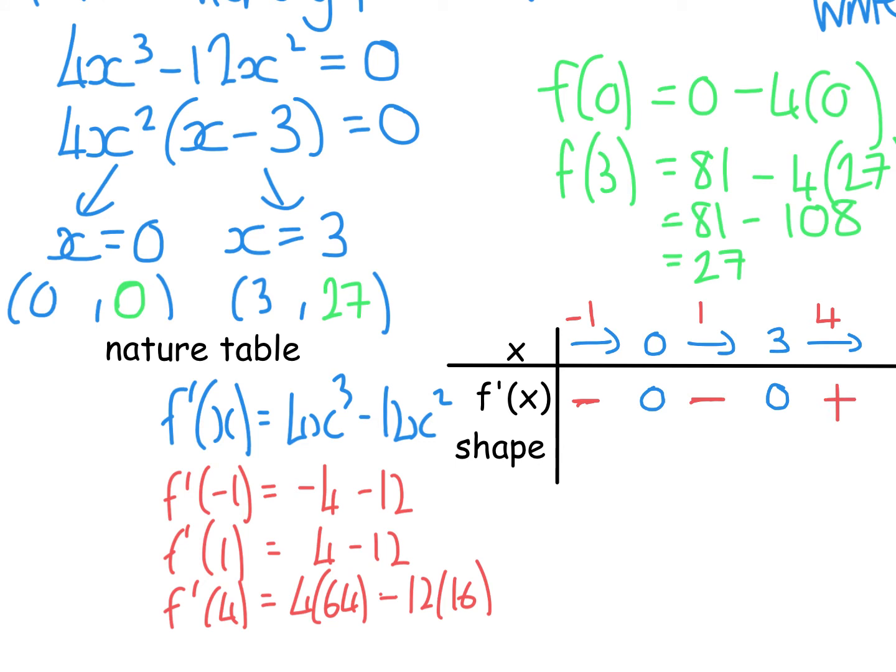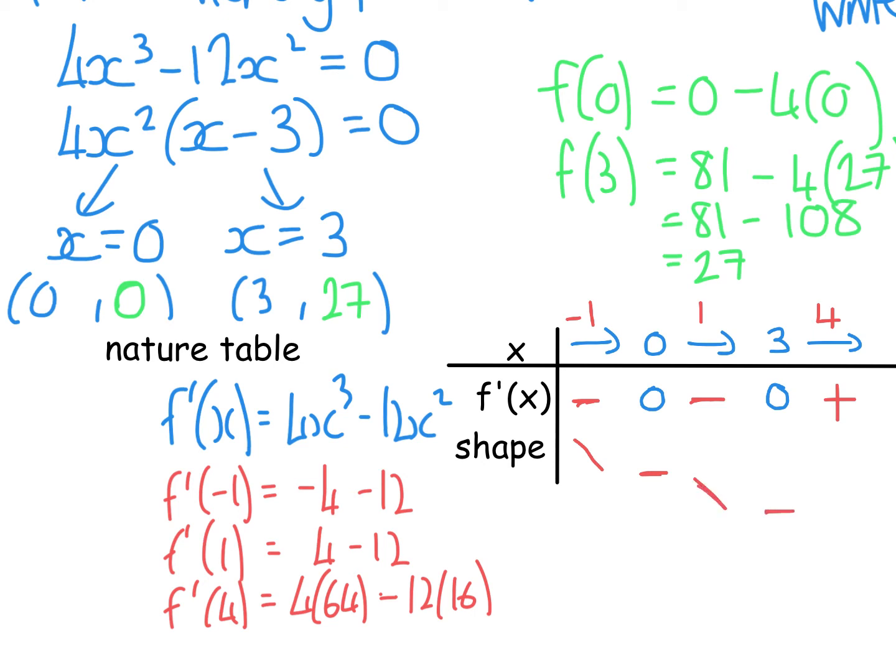And then what we do is we fill in the shape bit. The first bit of my graph is negative, so my curve is going down, decreasing. When the gradient is 0, that means your graph is stationary. This is the bit, your turning point. Between 0 and 3, it's negative again, so it's going down.